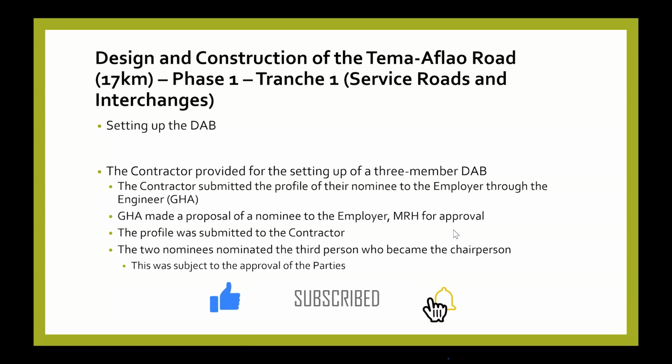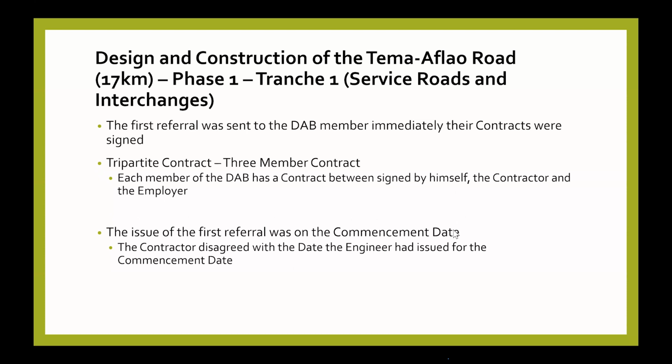So at the start of the project, we commenced, and then after commencement, we set up the DAB. The contractor wrote, submitting the profile of their nominee. The employer, Ministry of Roads and Highways, through GHA, also nominated one. We sought approval from MRH and sent the profile also to the contractor. They agreed. And then in this case, the two nominees collaborated and ended up with a third person who became the chairperson. The profile was submitted and then it was approved. We also sent the draft of the contract agreement with the amounts for the retainer and hourly rates to them to review, for them to agree.